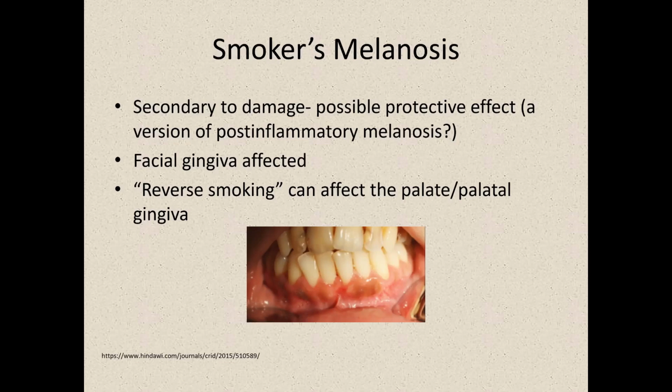Facial gingiva is most affected. It's most commonly affected, and that's because it's what is exposed to the smoke. So when the smoke comes into the mouth, it's hitting that facial gingiva, especially anteriorly, and that's where the melanosis occurs. There's a phenomenon called reverse smoking that's exceedingly rare.